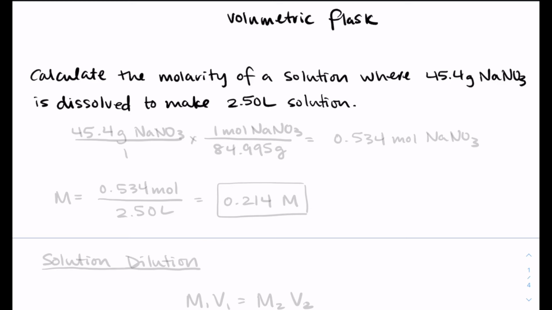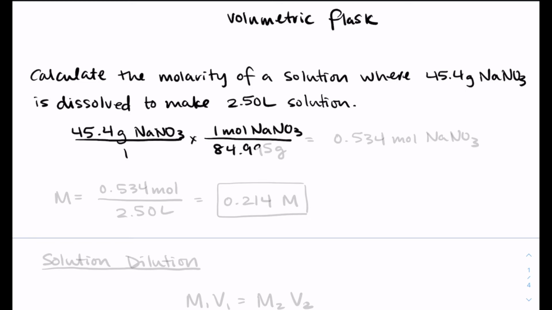So we've been asked to calculate the molarity of a solution where 45.4 grams of sodium nitrate is dissolved to make 2.50 liters of solution. So concentration, molarity, we need moles of sodium nitrate and liters of solution. We're very nicely just given the liters of solution. So the only thing I have to convert first is the grams of sodium nitrate to moles of sodium nitrate, which means I need the molar mass. So I have that calculated here.